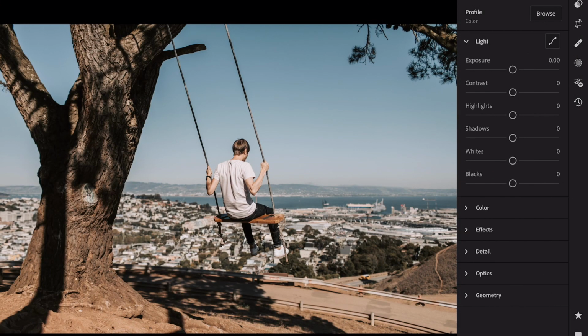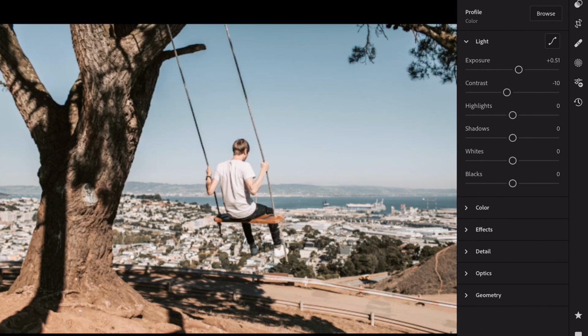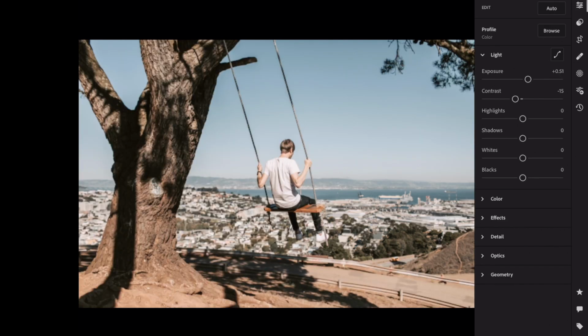Let's begin. Open the light section. Exposure, plus 0.51. Contrast, minus 15. Highlights, minus 62.